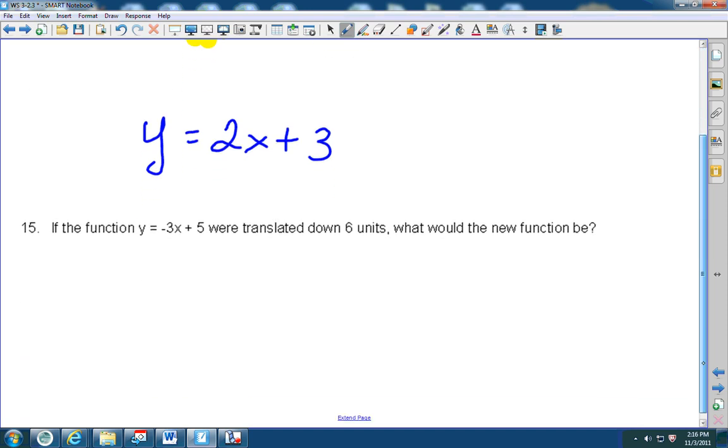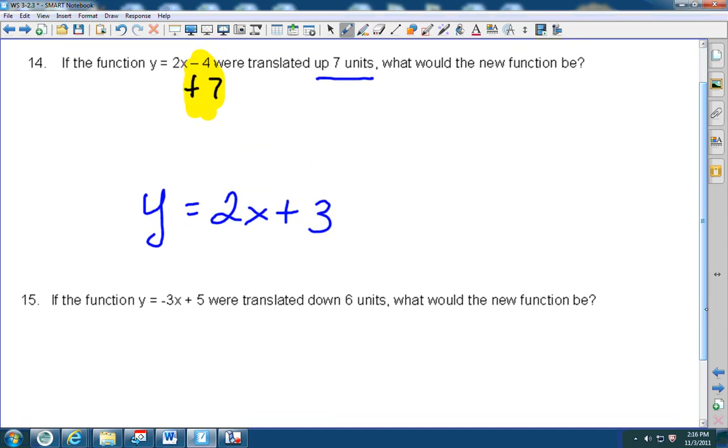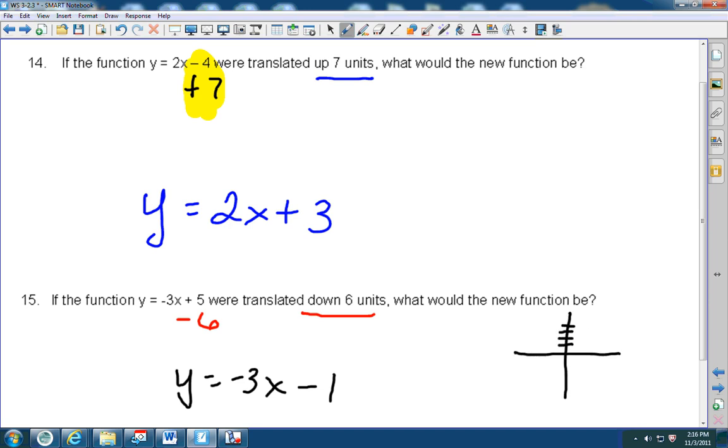Try the next one. Right here it says move it down 6 units, so I'm going to subtract 6. I get y equals, the slopes stay the same, and 5 minus 6 is -1. Now, if that messes you up, you can always go on a number line. Go up here to 5 and put a dot, and then count down 6. 1, 2, 3, 4, 5, and down here to -1. You can always do that.